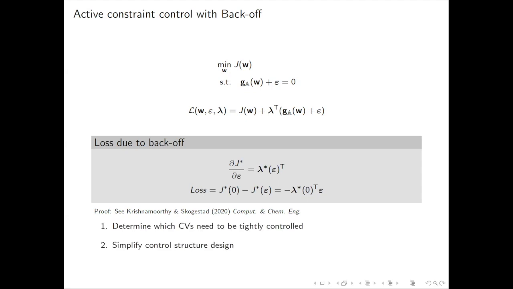The main implications of this for control structure design are: firstly, we can determine which CVs need to be tightly controlled. That is, if the Lagrange multiplier for a given constraint is large, then this constraint must be controlled tightly in order to minimize the losses. Secondly, we can decide if we can simplify the control structure design. For example, if the Lagrange multiplier for a given constraint is sufficiently small such that the loss is negligible or acceptable, then one can allow a large backoff, thus simplifying the control structure design.